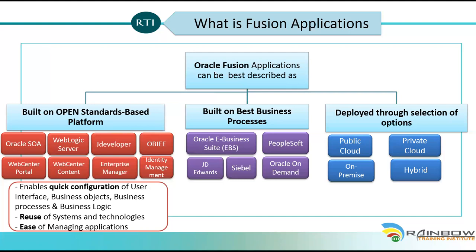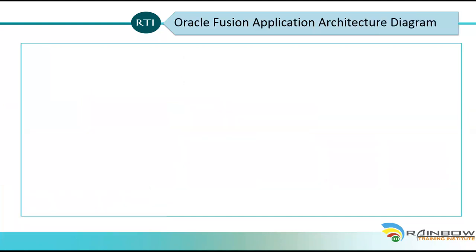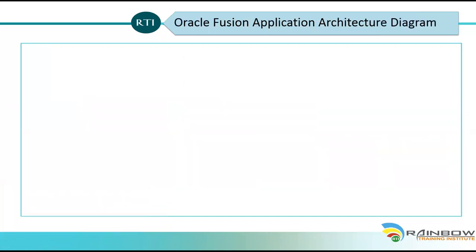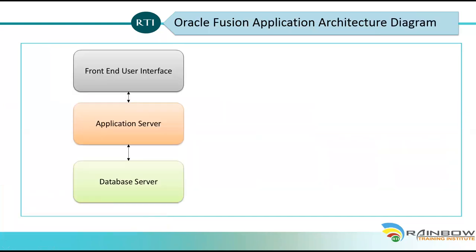Let's give me some more time. Okay, so coming to the Fusion application architecture diagram, what all we have seen in the open standards based platform, I'm going to combine them all together into one place, okay? Before that, for any application, we have a front-end user interface, and we have an application server, and we have a database server. And Fusion applications also have the same architecture.